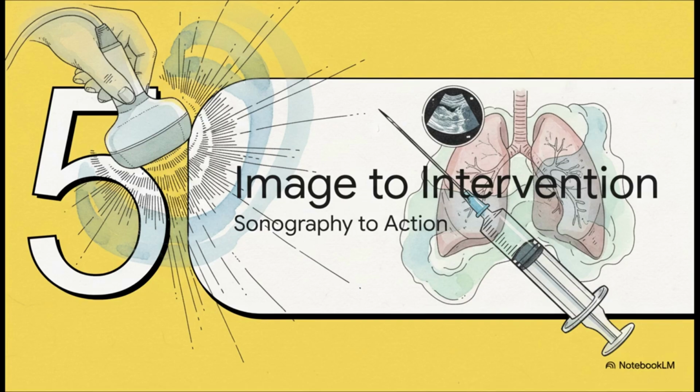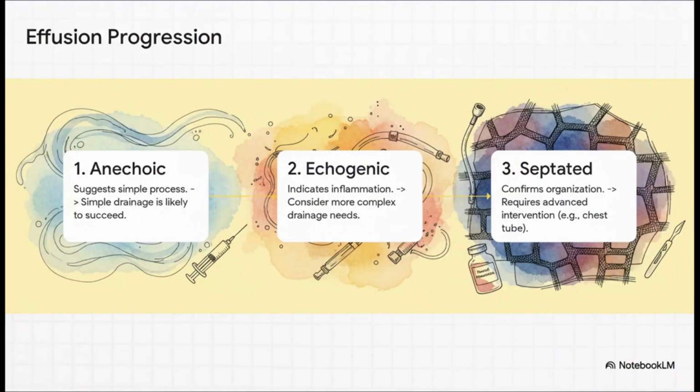Okay. So let's bring it all home. This is where the rubber meets the road. We're going to tie everything we've seen on the ultrasound screen directly to our clinical actions. So let's just walk through this one more time. You see a simple anechoic effusion, you're thinking simple process and a simple drainage should work. You see echogenic fluid, that plankton sign, and you know it's a more complex, inflammatory process, and you need to start thinking that drainage might be tricky.